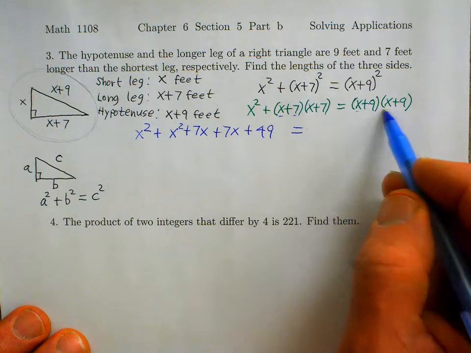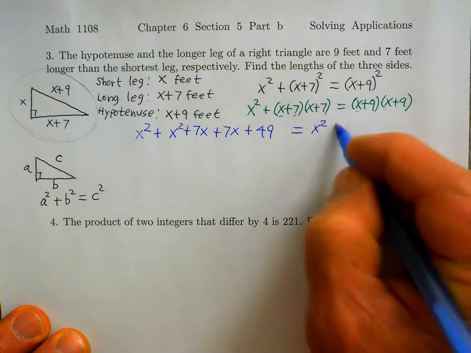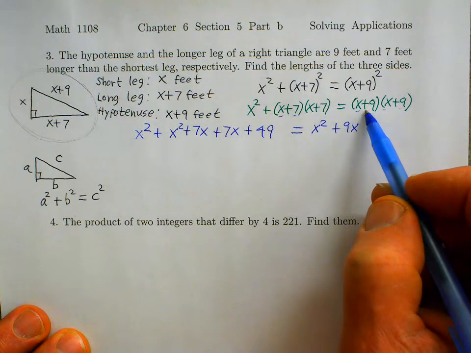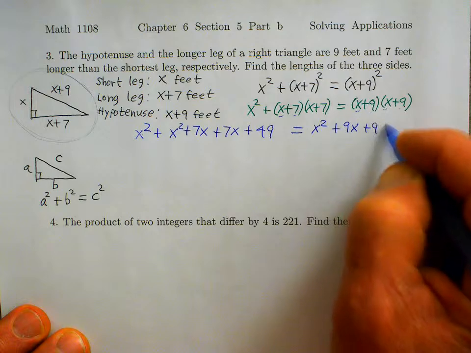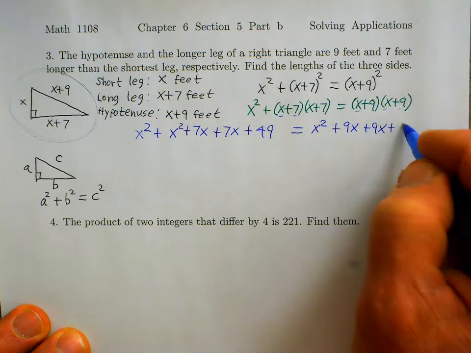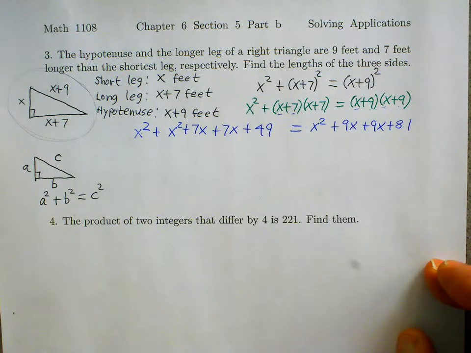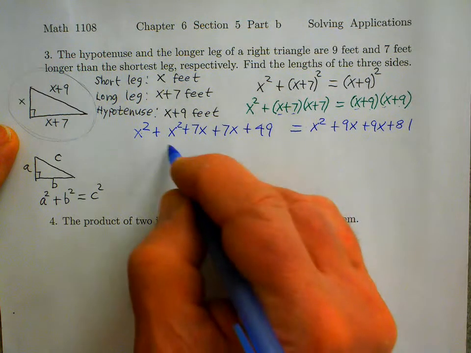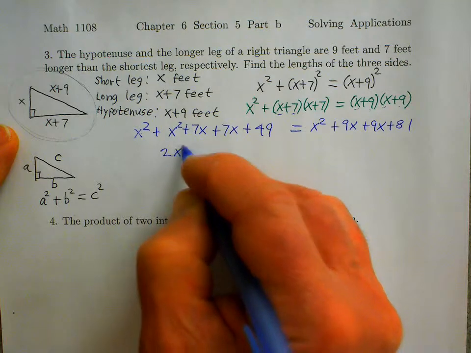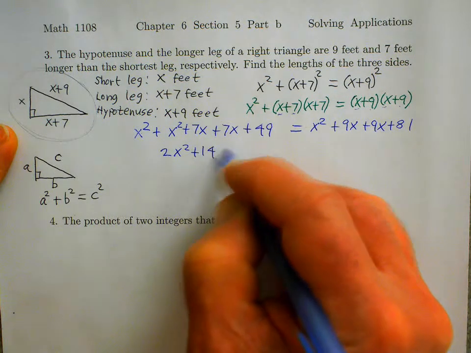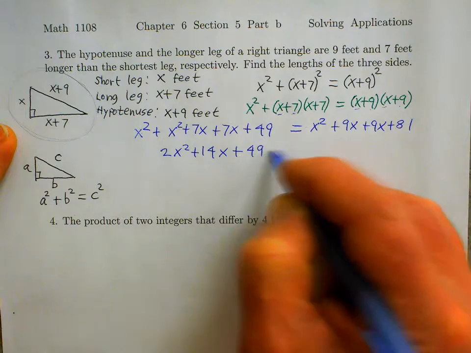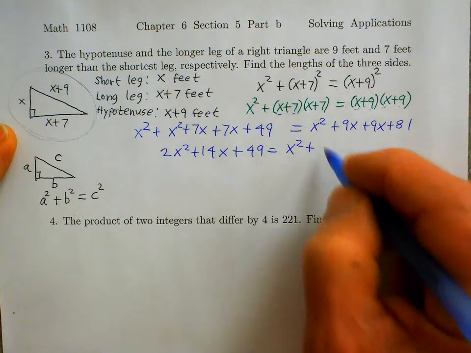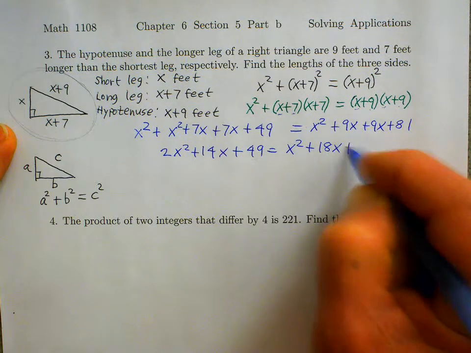And then on the right-hand side, we multiply x plus 9 times x plus 9. So x times x is x to the second, plus x times 9 is plus 9x. And then plus 9 times x is plus 9x again, and then 9 times 9 is 81. Okay, so now we combine like terms. The left-hand side becomes 2x squared plus 14x plus 49. And the right-hand side is x to the second plus 18x plus 81.